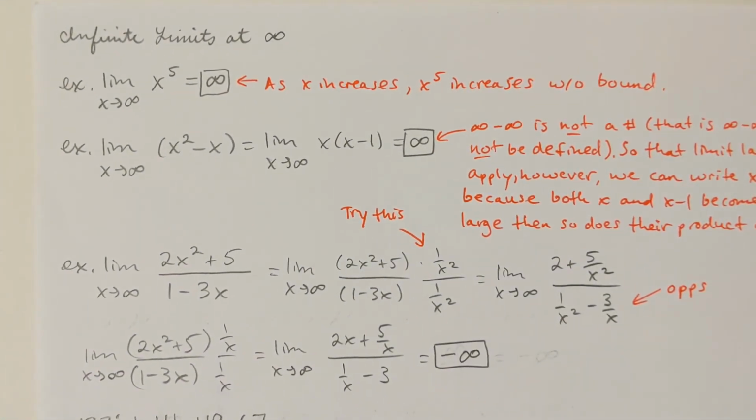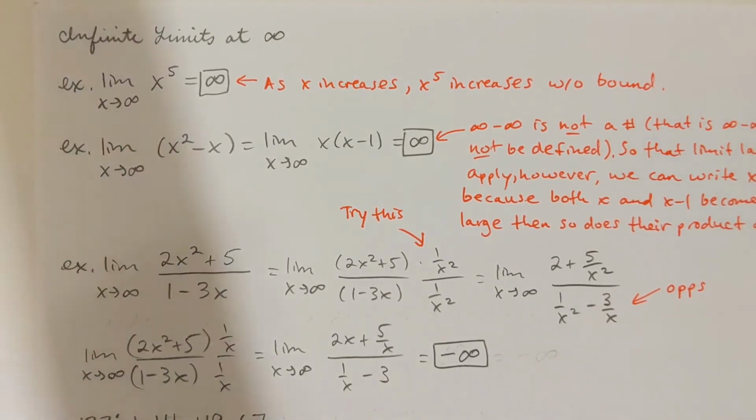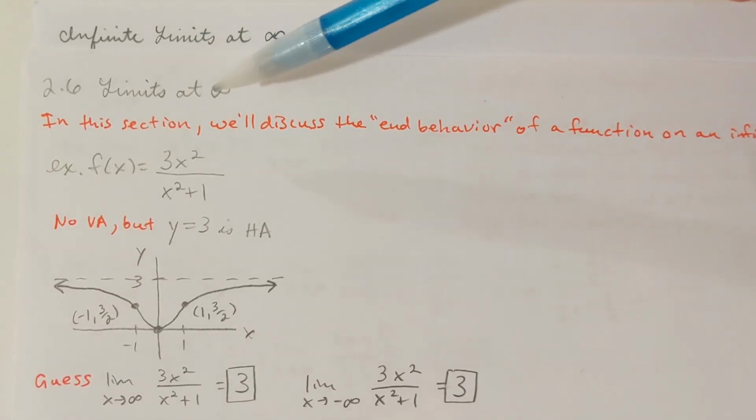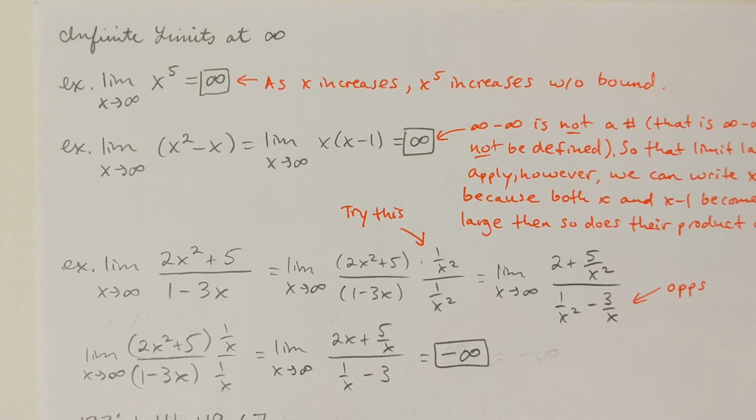Now, we talked about infinite limits in section 2.2, right? An infinite limit is one where you get infinity or negative infinity coming out of the calculation. That's different from a limit at infinity. A limit at infinity is where x is approaching infinity or x is approaching negative infinity, all right? So just to wrap this section up here, why don't we look at infinite limits at infinity, okay? So here's an example.